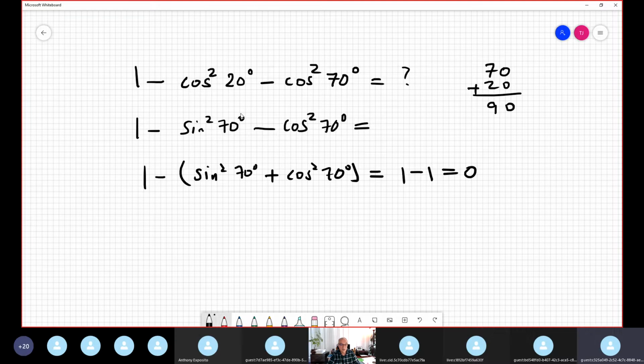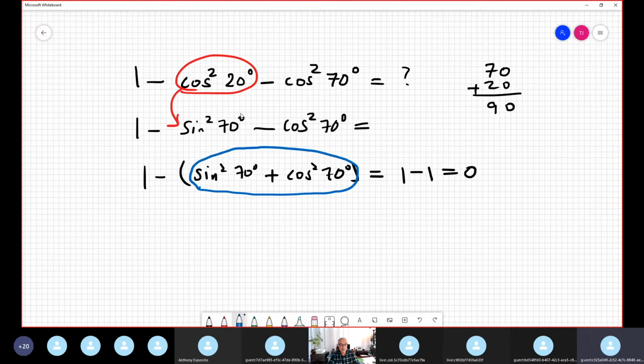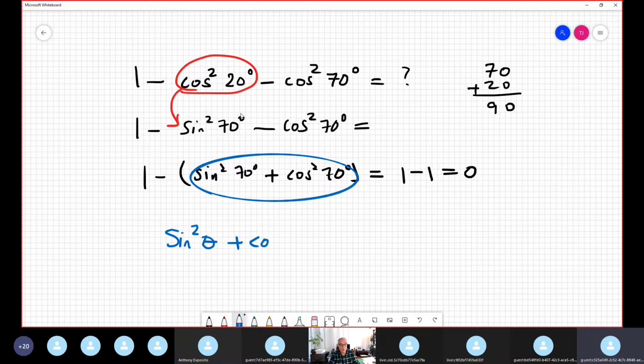Okay, so in this example, I'm using cofunction here. And in this step, I'm using the Pythagorean identity that says sine squared of any angle plus cosine squared of any angle is equal to 1.